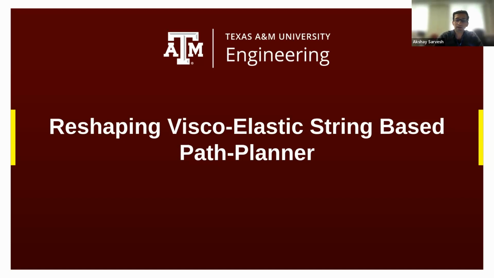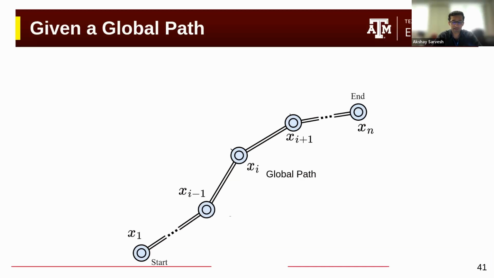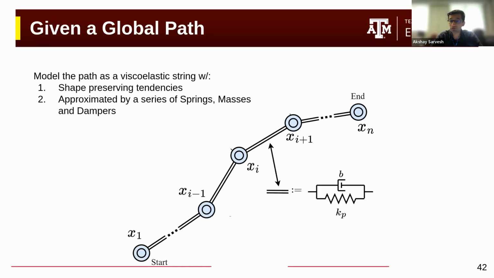And the second part of my research happens to be the reshaping viscoelastic string-based path planner. This is joint work with Sarvesh, who's currently a grad student at University of Michigan, and also my advisor, Dr. Gopal Swami. The idea here is that given a global path with a series of discrete points, we model the global path as a viscoelastic string. That is, we model the global path as a spring-mass-damper system. We approximate the path to be this system.